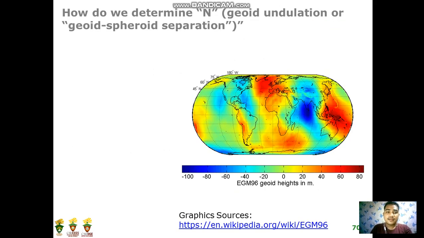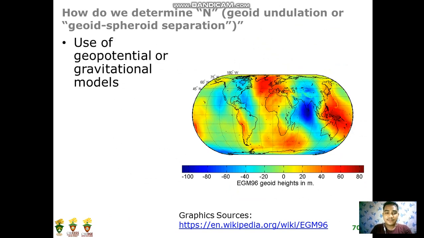Asa man ni siya pangitaon, sir? So how do we determine N, or the geoid undulation or geodetic separation, is the use of the geopotential or gravitational models. So for example kani siya from the EGM 96 geoid models in meters, no? So makita ninyo na, by the way, kani si N, no, mao ni siya ang separation or the distance between the geoid and the ellipsoid.